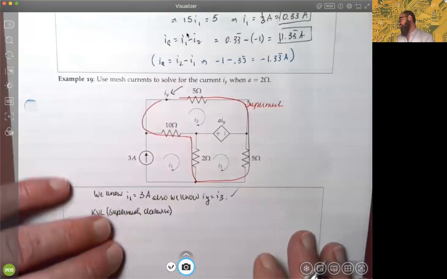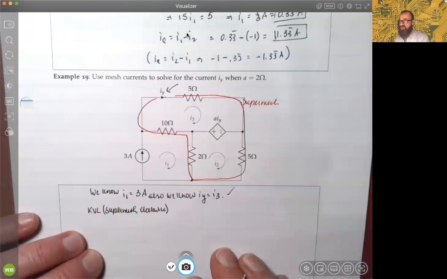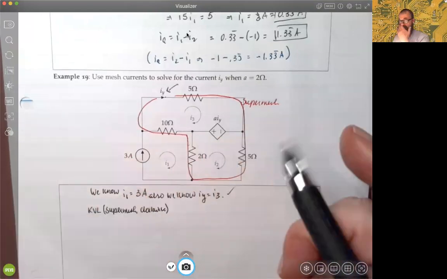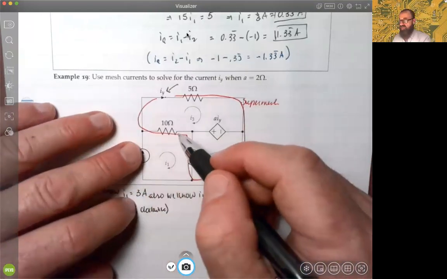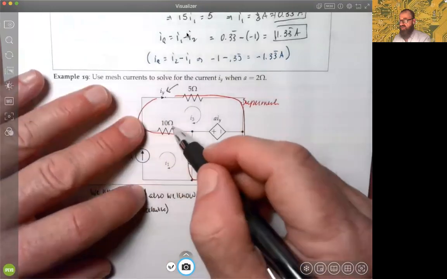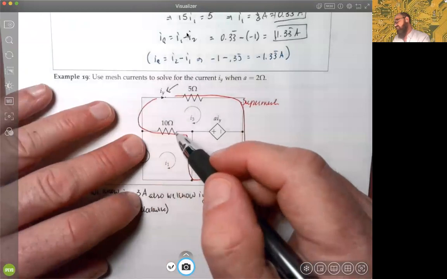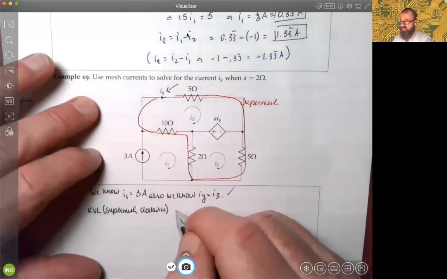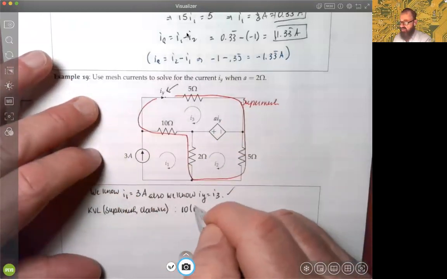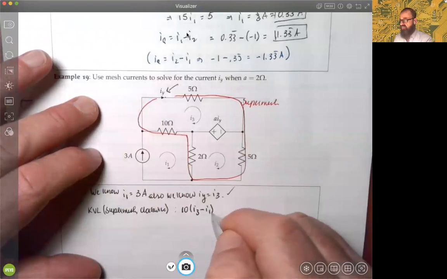Okay, it doesn't matter where you start. Let's start with this 10 ohm resistance. If we're going to represent that voltage, we have to see what current is flowing through it. Well, you have two of them. It looks like I3 is in the right direction, I1 opposes, so you're going to have 10 times (I3 minus I1).